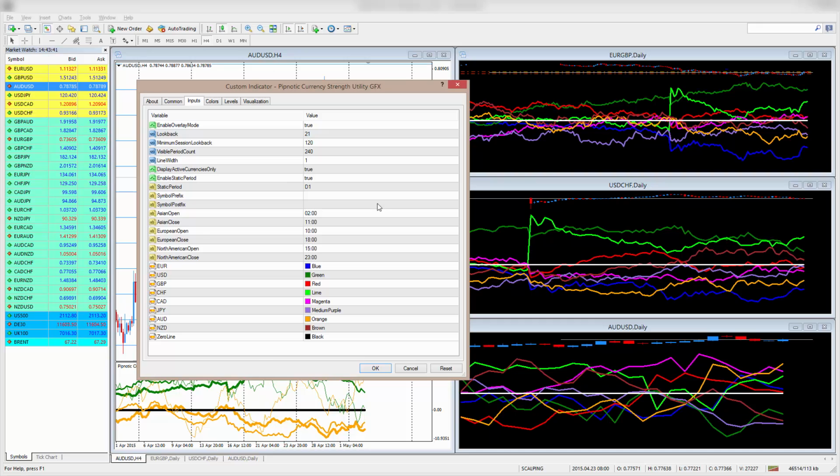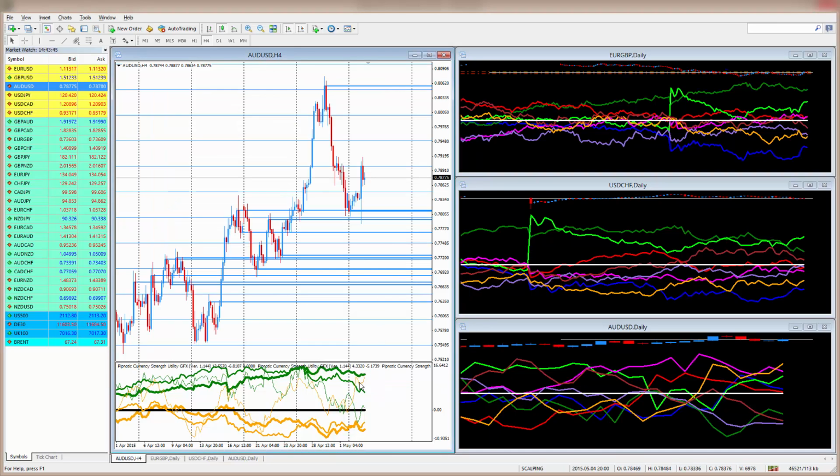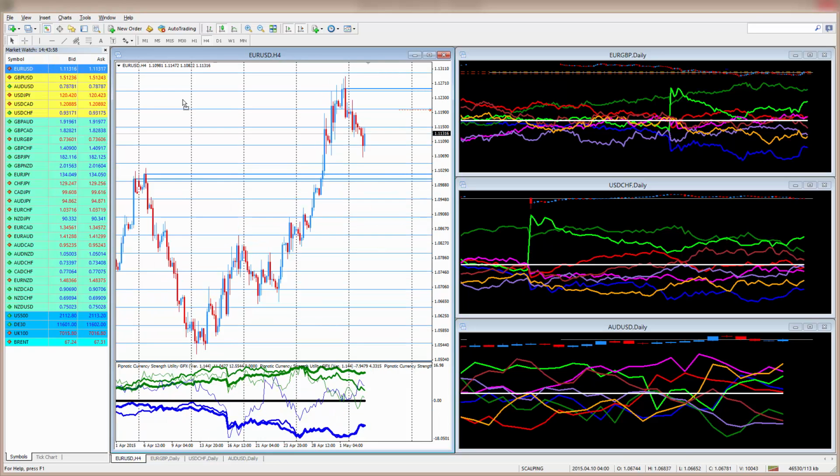And again, on all three instances I have set display active currencies only to true, so we are only going to view the currencies that are a part of the pair that we're looking at. So here you can see Australian dollar, US dollar. The Australian dollar is orange and the US dollar is green. So if we drag the euro US dollar over, you can see that these change nicely.